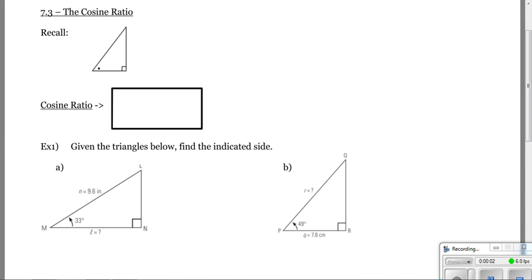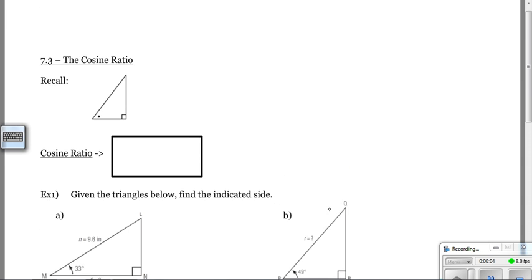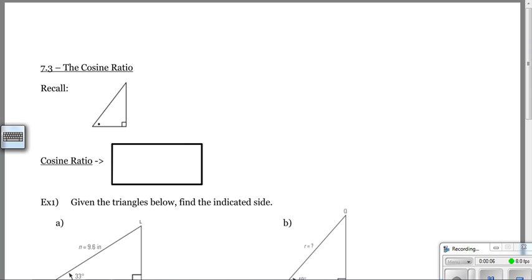Okay, so we're doing the cosine ratio today. Again, first thing you do when you go into a pool is you soak your toe. And if you're doing SOH CAH TOA, obviously we're going to focus on the CAH, which is CAH.